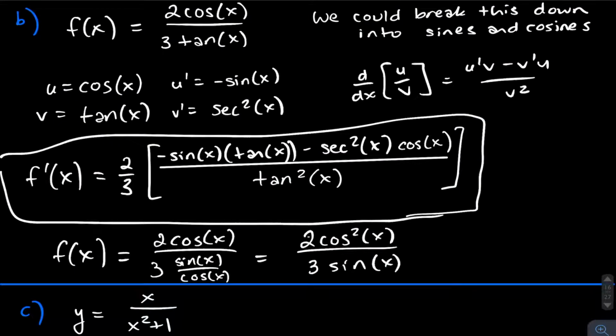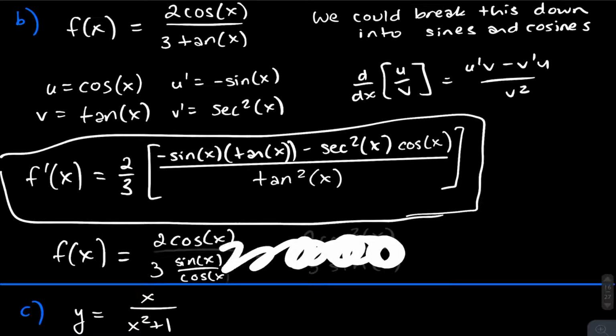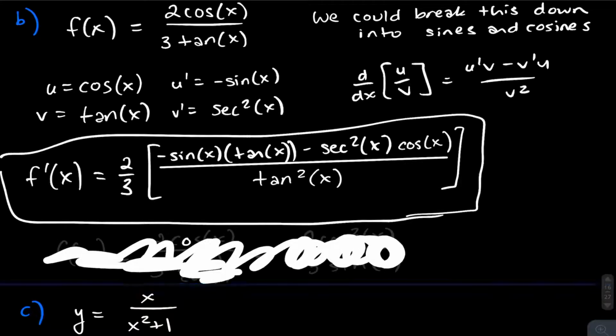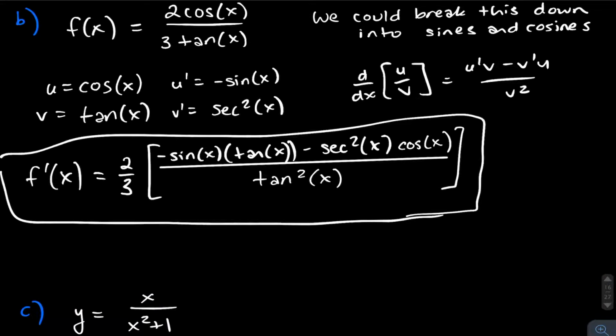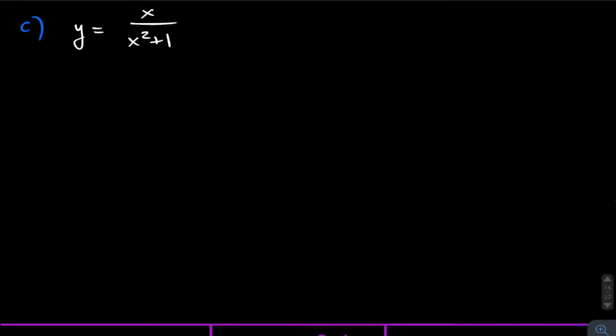Okay, so anyways, let's move on to our next example. That was a fail. So we have y equals x over x squared plus 1, and you can try this on your own. Okay, just to help you out a little more.